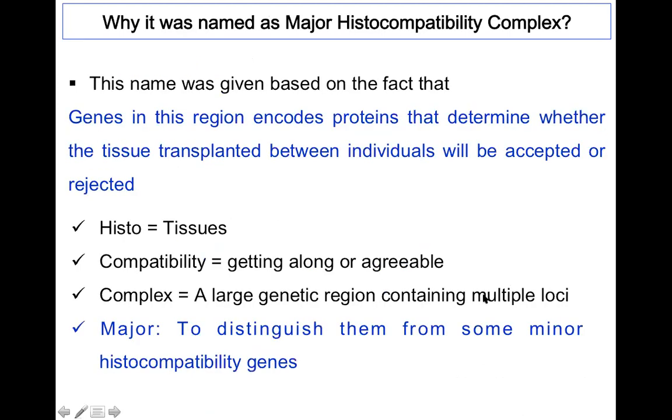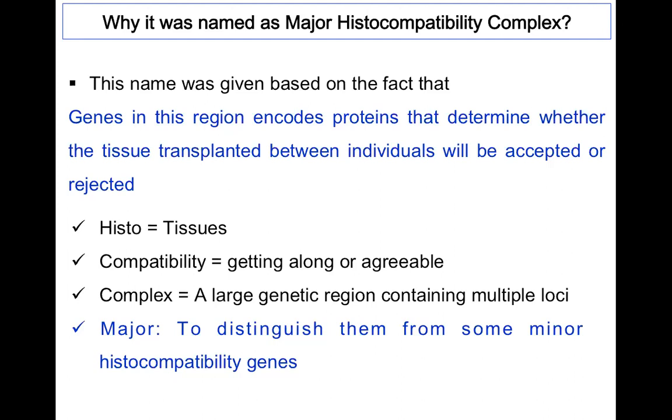Next, we will discuss why it was named the major histocompatibility complex. The name was given based on the fact that a gene in this region encodes proteins that determine whether tissue transplanted between individuals will be accepted or rejected. Let's look at the word histocompatibility. It comprises histo, meaning tissues, and compatibility, meaning getting along or being agreeable. Complex means a large genetic region containing multiple loci. And the first word is major. So why are we using the word major?